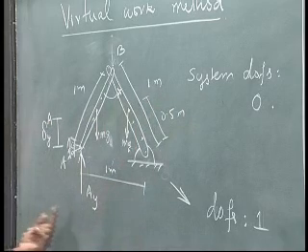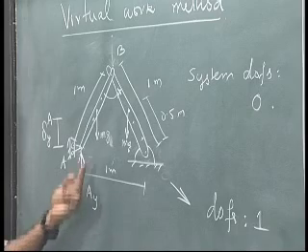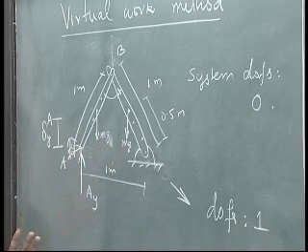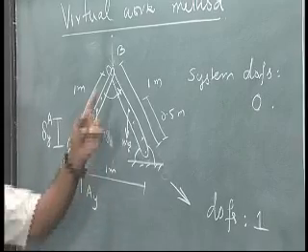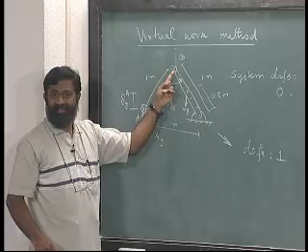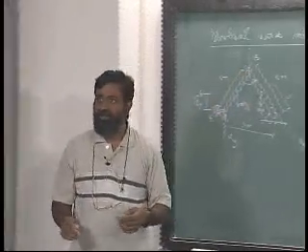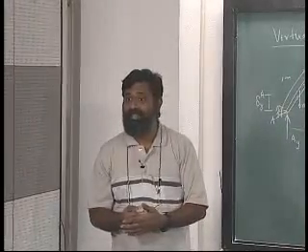Now, it is very clear the external forces Ay and mg will take part in the virtual work equation. Now, how about the reaction at B? One of the confusions that happens in this virtual work method is which force should I take?